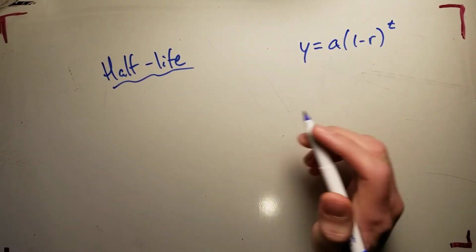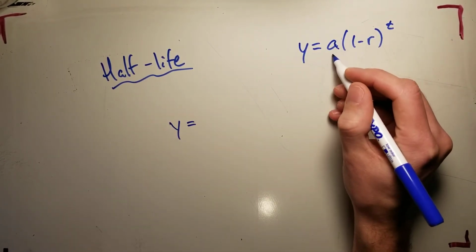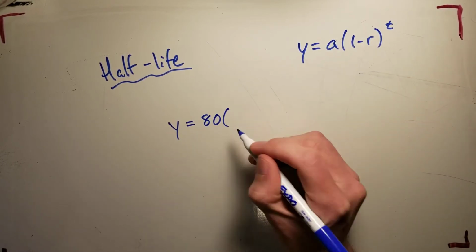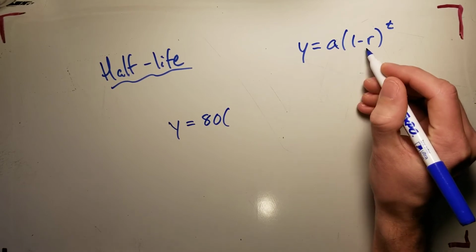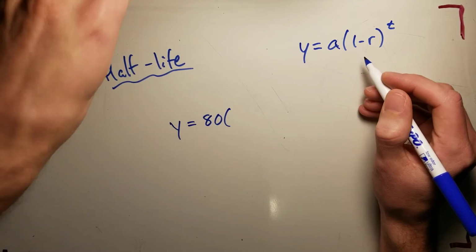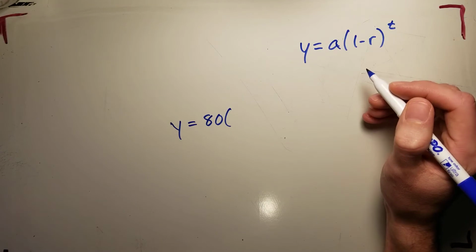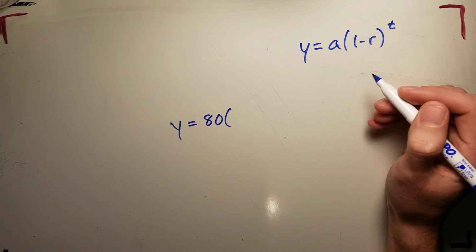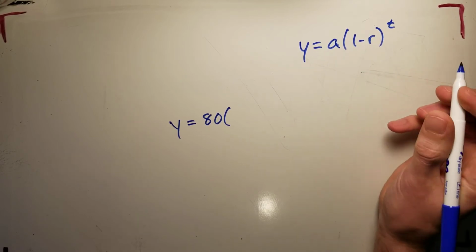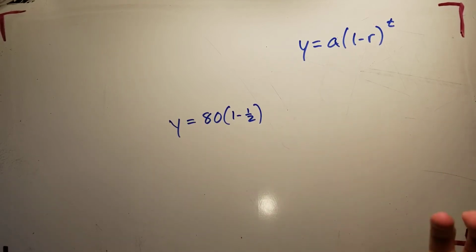So y is still going to represent how much we want to find. A is still going to be our initial amount. So here we start with 80 grams, so we're going to put an 80 in. And now we have 1 minus the rate. For this, they don't give you a percentage, and you need to know what a half-life is. The half-life is when half of how much you have is gone, so you're left with half remaining. So the half-life means you're reducing by half. So it would be 1 minus 1/2. So when you have half of whatever it is left.